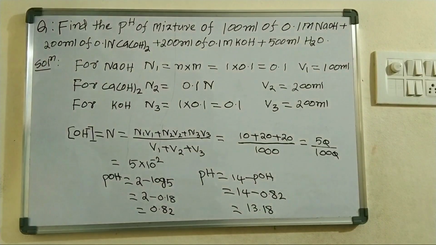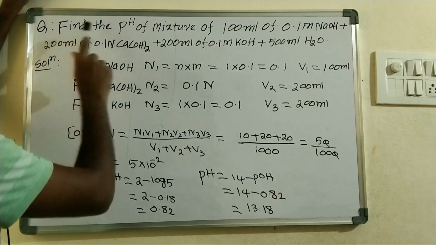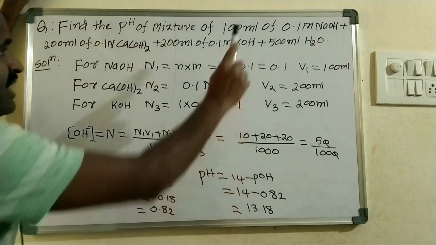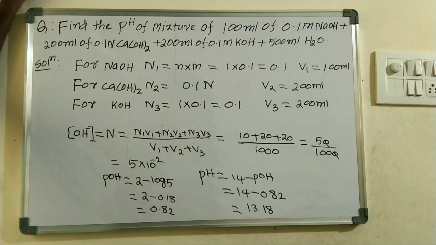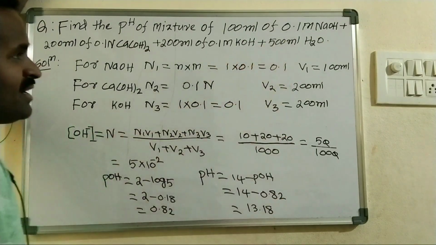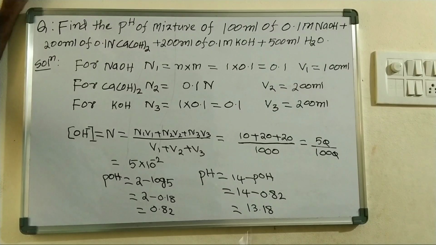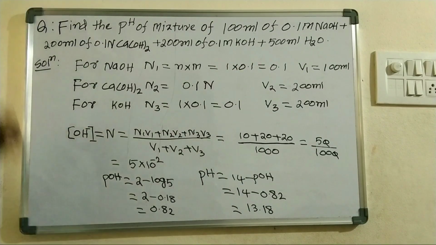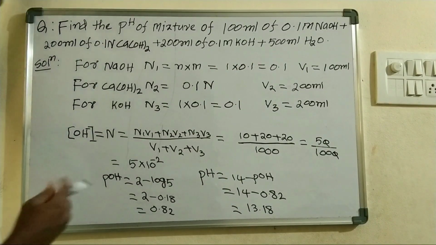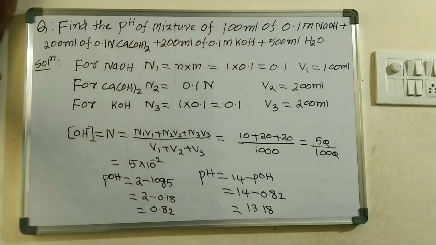Right. Next problem: find the pH of a mixture of 100 ml of 0.1 M NaOH plus 200 ml of 0.1 M calcium hydroxide plus 200 ml of 0.1 M KOH. To the total mixture 500 ml of water is added, right? So they are asking to find the pH of this mixture of bases.